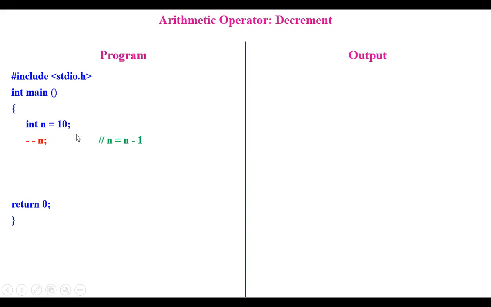The meaning is the actual value of n is 10. 10 minus 1, 9. The n value has become 9 here. Let us see. So it is called the decrement operator. Print the value of n here in this place. We'll see now n is equal to 9 because it is decremented, decreased by 1. Clear?